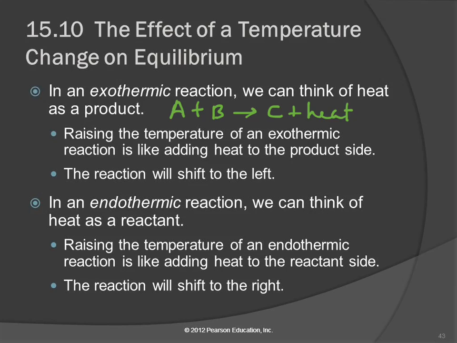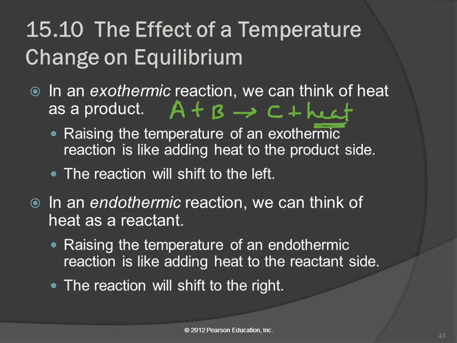So if we raise the temperature, Le Chatelier's principle says it's going to oppose that. It wants to decrease the temperature. So it's going to shift to the left away from the heat. Because we can think of heat as a reactant or a product, and in an exothermic reaction, it's a product. So you raise the temperature on an exothermic reaction, the equilibrium reaction will shift to the left.